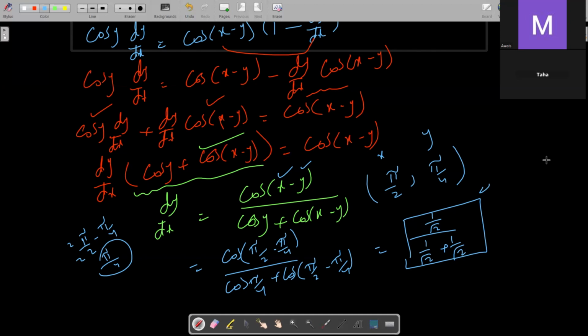1 over square root 2 is square root 2 over 2, this one. So 1 over square root 2 times square root 2 over 2, they cancel out. Your final result is going to be 1/2. Yes.